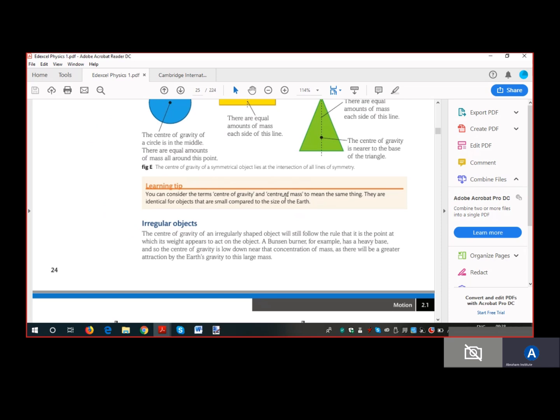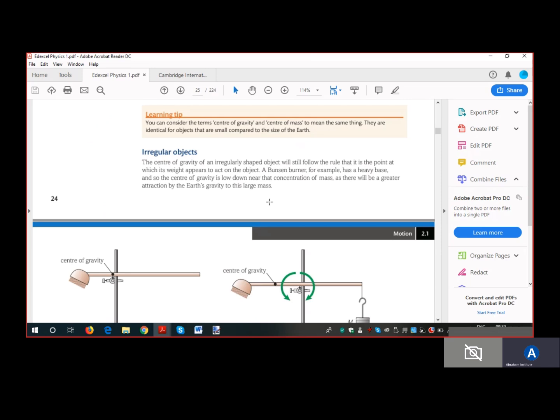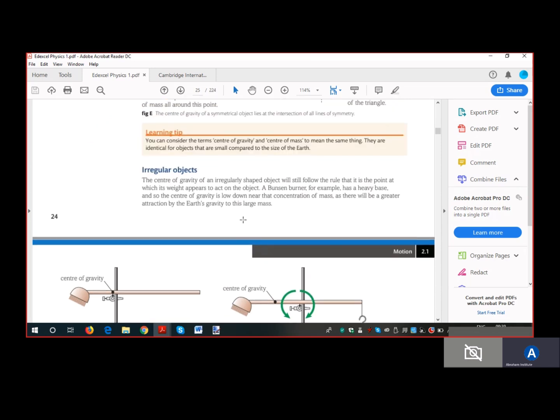Center of gravity and center of mass are at the same point. They are the same thing. They are identical for objects that are small compared to the size of the earth. Then if you have irregular objects, the center of gravity is not in the middle. For example, something like this, or even a Bunsen burner. You would have learned about stability and center of gravity.